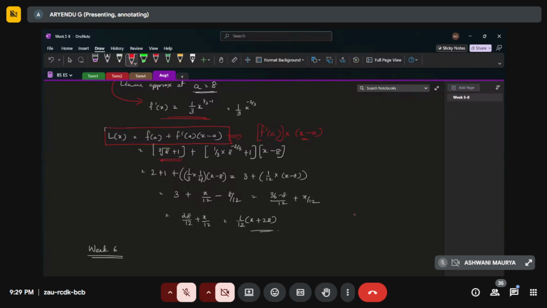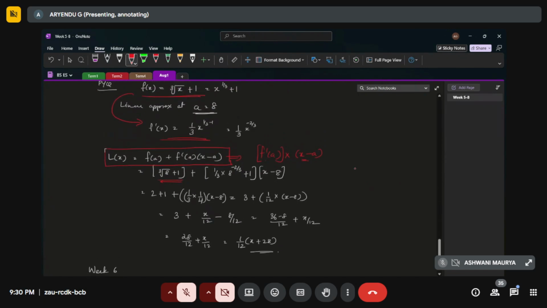Could you please explain the significance of linear approximation? The significance of linear approximation is, if you are given a function and you want to find the value of the function at a particular value a, then this is the easiest way to find the value. Why not directly finding f of a? That will give you errors.